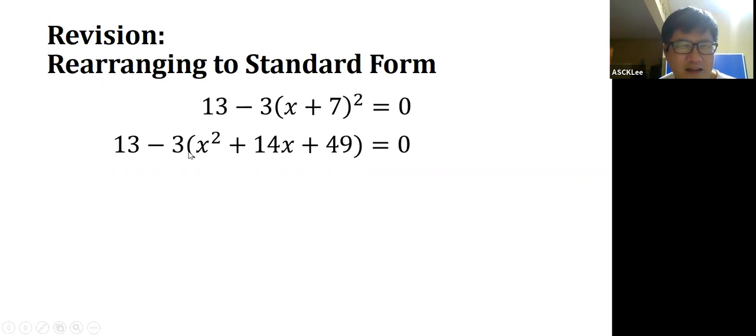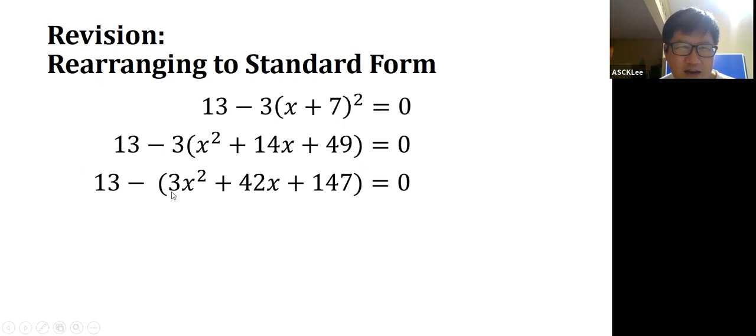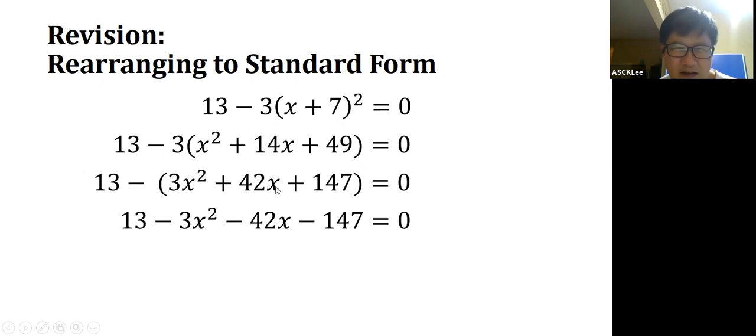The next step you should work on is to bring this minus 3 into this parenthesis, and you multiply by minus 3 throughout. You get 3x squared plus 42x. 3 times 14 is 42, 3 times 49 is 147. And last of all, bring the minus in. So when you bring the minus in, you have minus 3x squared, minus 42x, and minus 147.